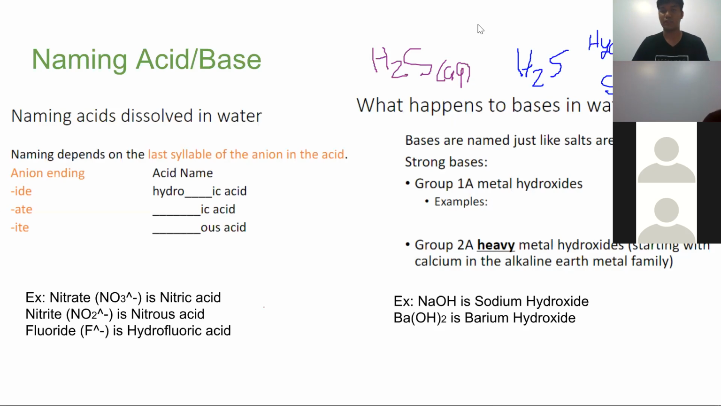So in the midterm or any of the quizzes, make sure that you see that AQ next to your acid or base. Make sure that you see the AQ in your acid, because without that AQ, there's a different naming for them.